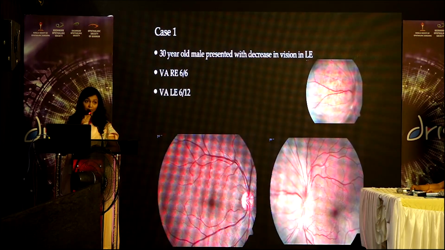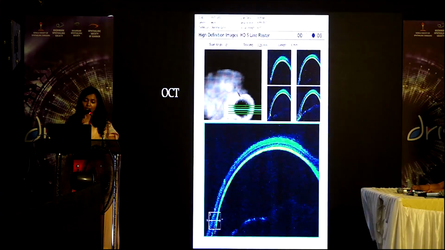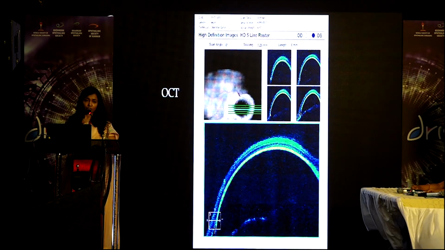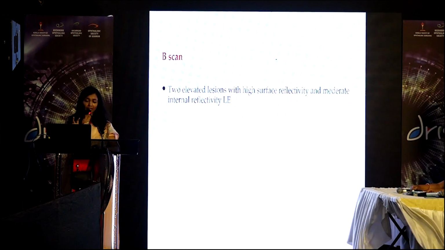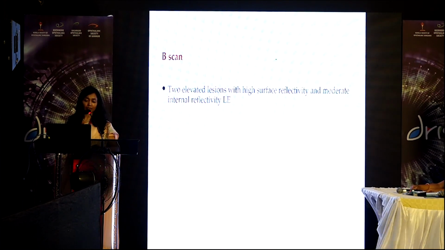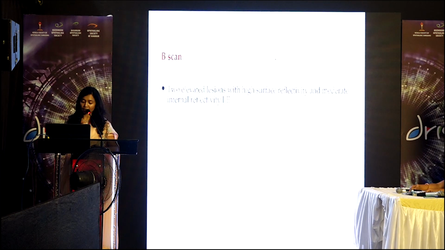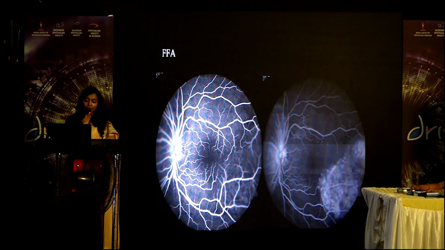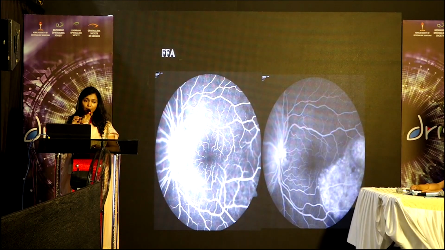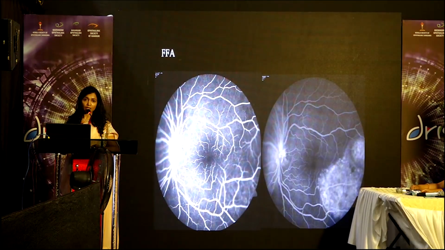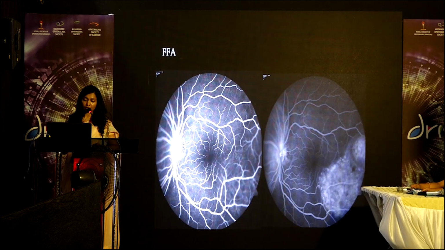This is very much suspicious of metastasis. And OCT shows that there is a choroidal lesion which is pushing the retina forwards. B-scan, I don't have a picture, but it showed the classical appearance, that is a high surface reflectivity and moderate internal reflectivity in the left eye. FFA in the early stages was not showing any leakage, but towards mid phases it showed pinpoint to patchy fluorescence which increased in intensity towards the later phases.